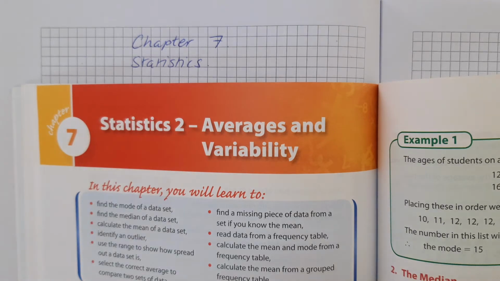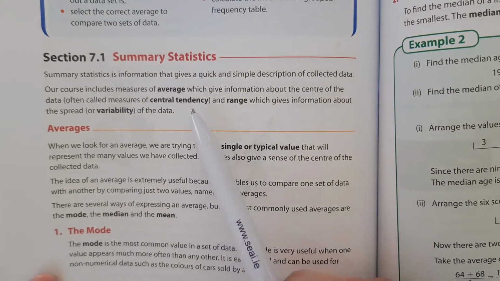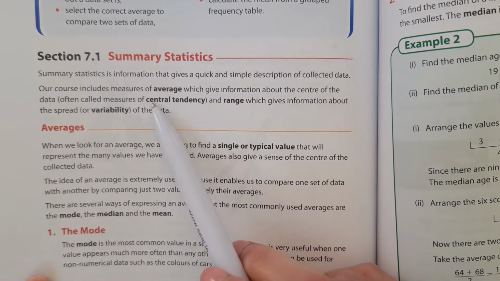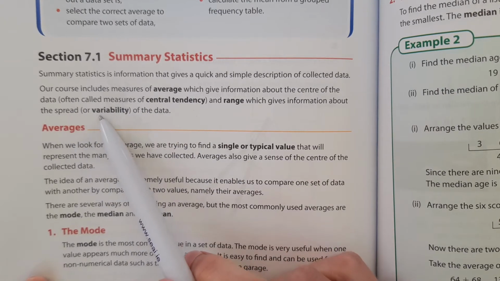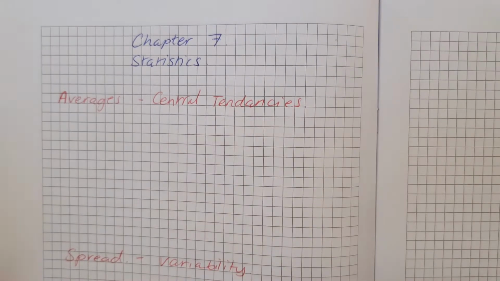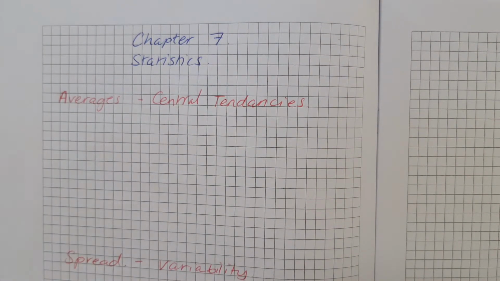Chapter 7, Statistics. This is just a brief recap on what was done last week. So in statistics, there are two main areas that are really important. One are averages, which are known as central tendencies, and the other is the spread of data, which is also known as variabilities. What you need to do in your copies, and this is going into your notes copy, I just want to make sure that you have all the important stuff in your notes copy that you need.